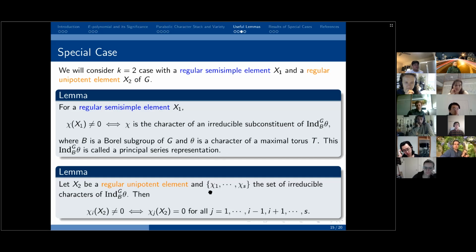So these two lemmas say that for computing the counting polynomial, we don't need to consider every character of G. The first lemma says that we only need to consider principal series representations, and moreover, the second says that we only need one specific irreducible subconstituent for each principal series representation. So that is why I choose such two elements, to remove some characters of G.